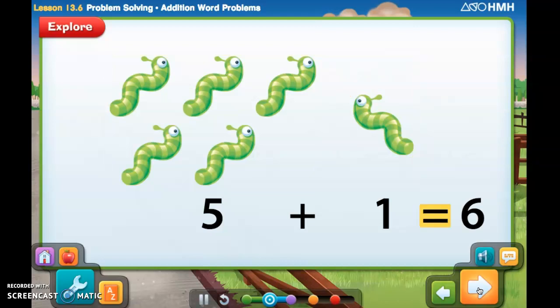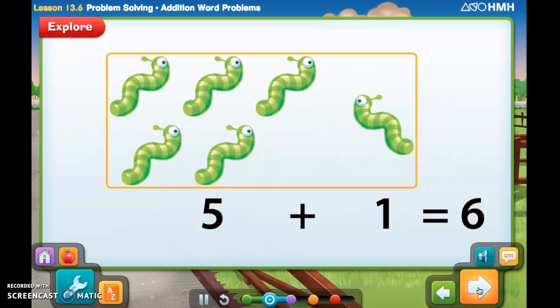You can use the is equal to symbol to show that 5 plus 1 is equal to 6. Now the addition sentence is complete. 5 plus 1 is equal to 6. You can check your answer by counting all the inchworms.